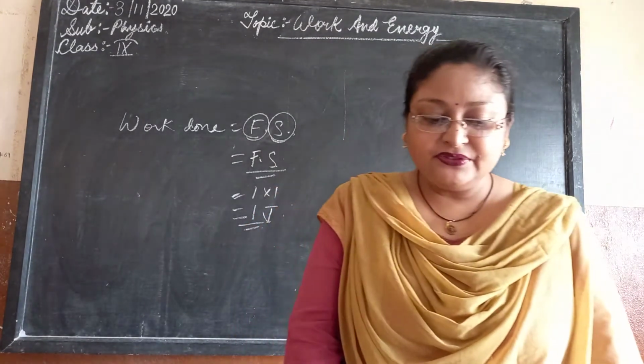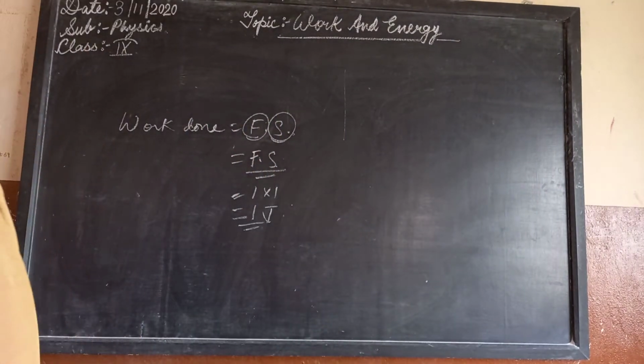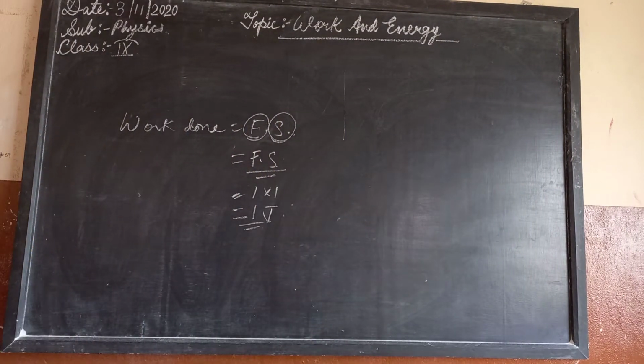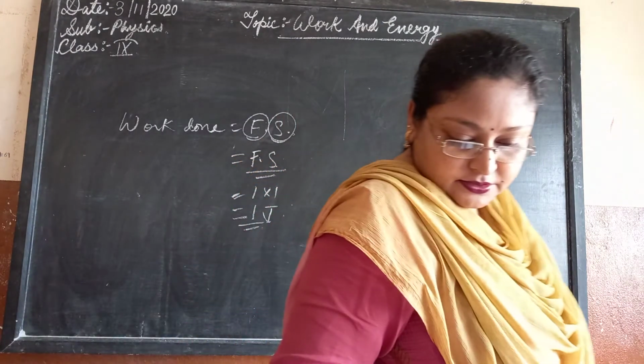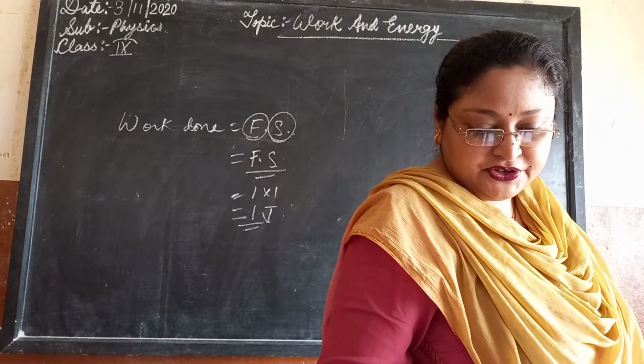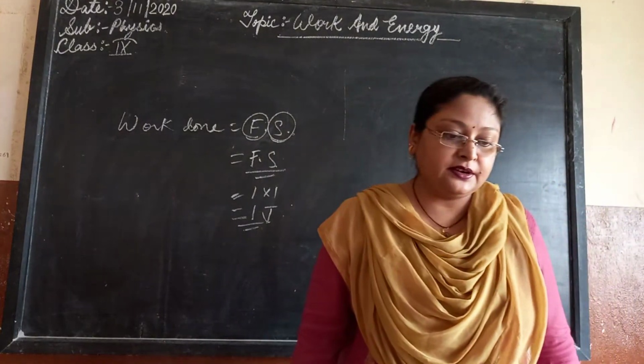Now we have different forms of energy in our system. Some are chemical, heat, kinetic energy, potential energy, electrical energy, and light energy. These are the different forms of energy which we are using here.